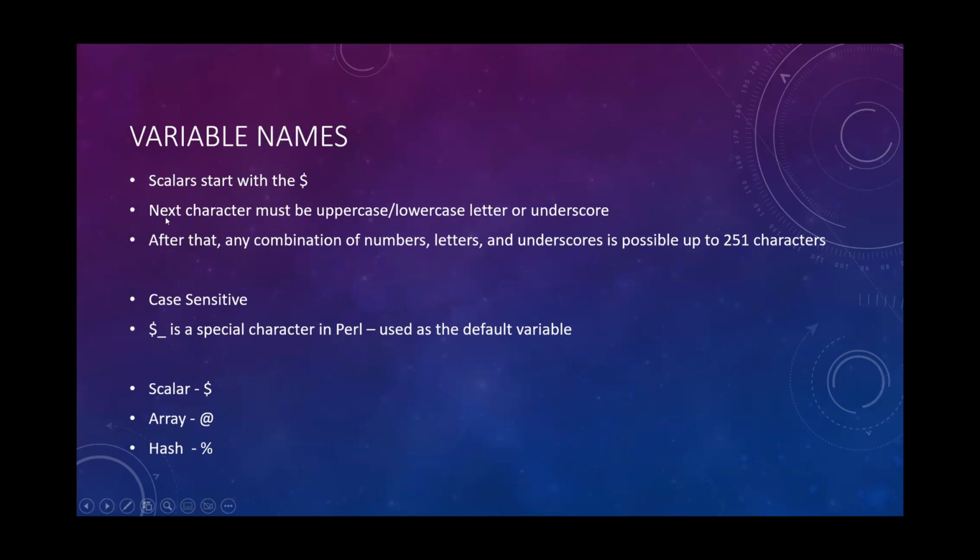Now, once you start with the indicator, the next character must be either an uppercase or lowercase letter or an underscore, cannot be a number. After that, though, you can use any combination of numbers, letters, underscore, up to 251 characters. That would be a really long variable name, so I'm not really sure we would want that. Perl is case sensitive, so capital U user is going to be different than lowercase u user, which is completely different from all caps USER.